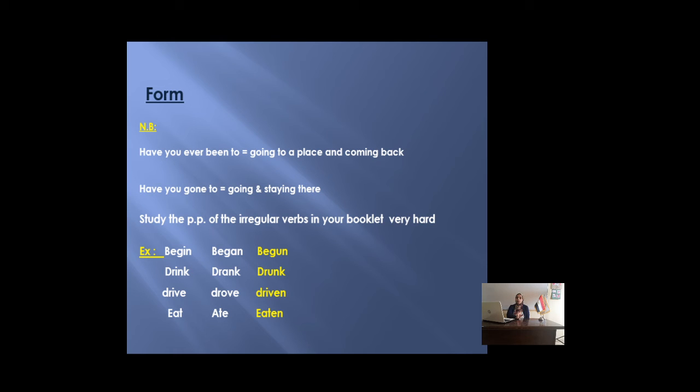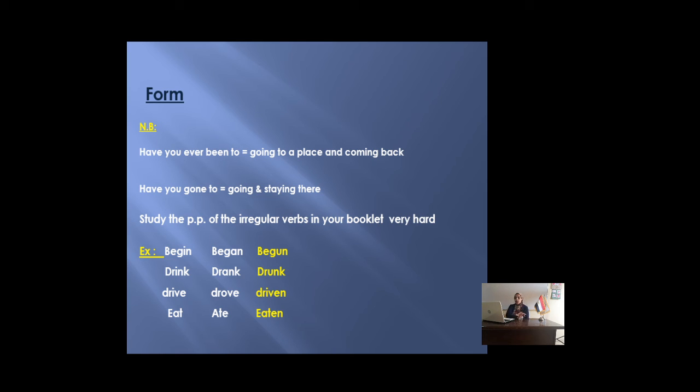But have you ever gone to the States? It means that you stayed there and you're still there. It means going, staying there. You are not back yet. Study the PP of the irregular verbs, please, in your booklet very hard. Example: begin, began, have or has begun; drink, drank, have or has drunk; drive, drove, have or has driven; eat, ate, has or have eaten. So you have to study them well, please.